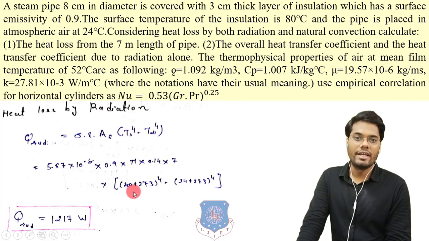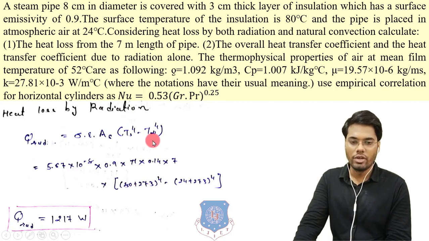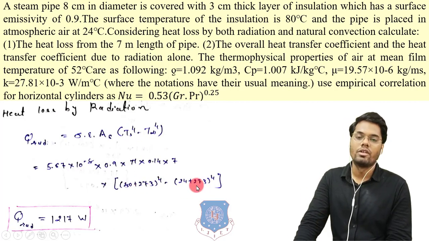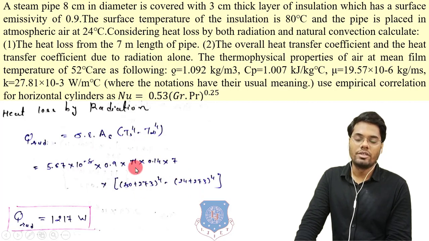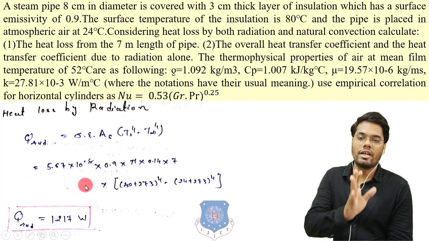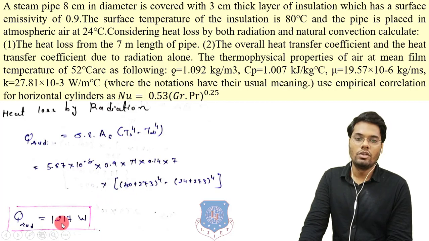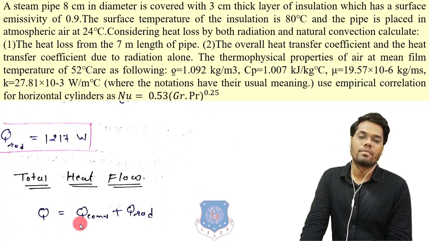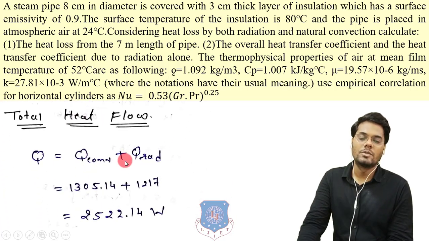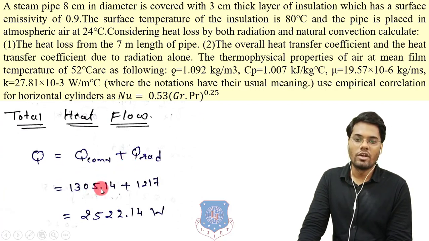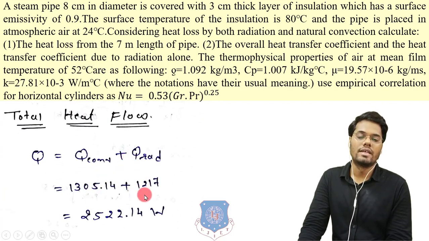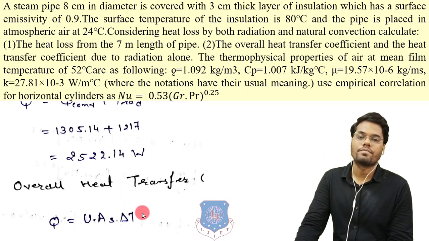Surface temperature, so 80 degrees Celsius plus 273. Surrounding temperature, which is 24 degrees Celsius plus 273. By putting values in this equation and solving, we get the heat transfer rate by radiation mode as 1217 watt. Now the total heat transfer rate by convection as well as radiation is 1305.14 plus 1217, so the total heat transfer rate is 2522.14 watt.